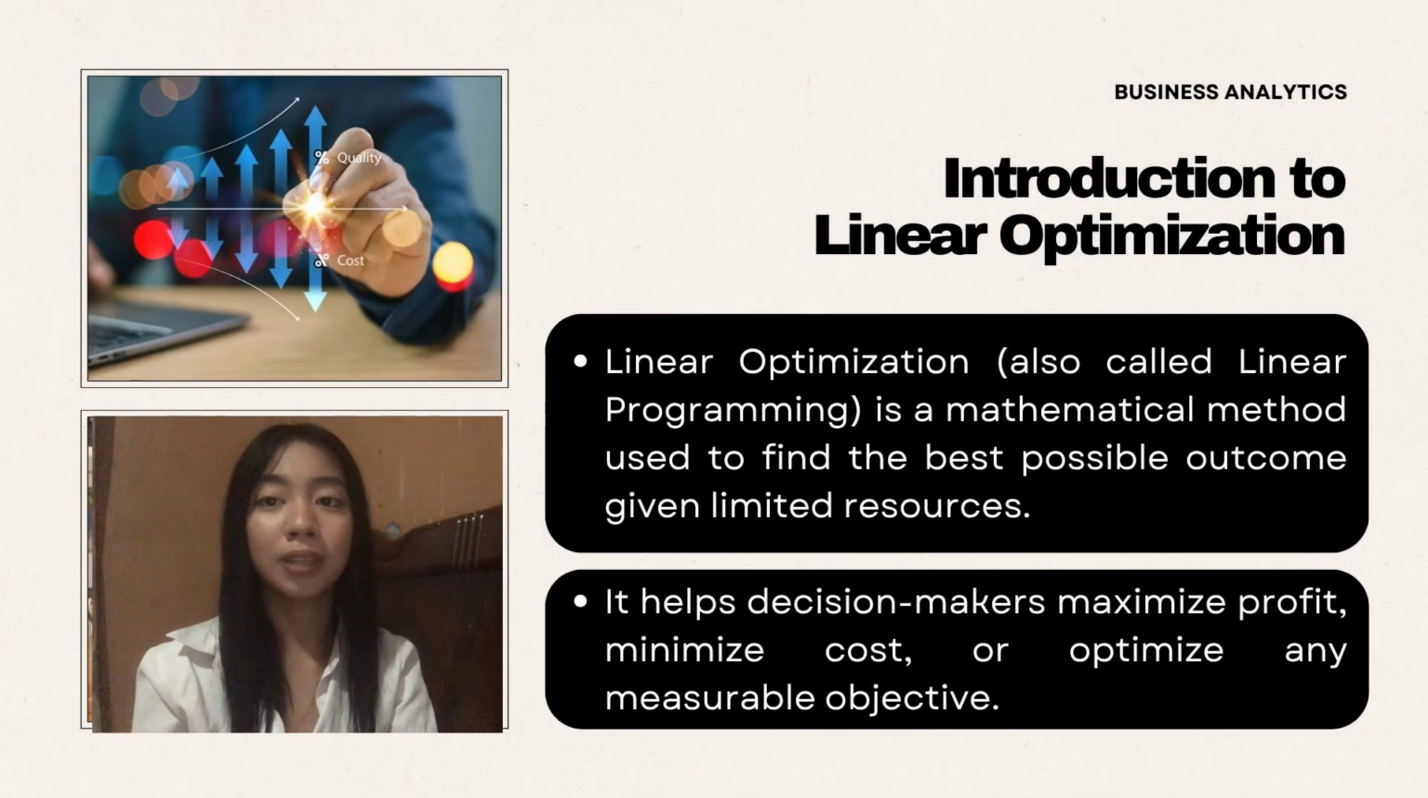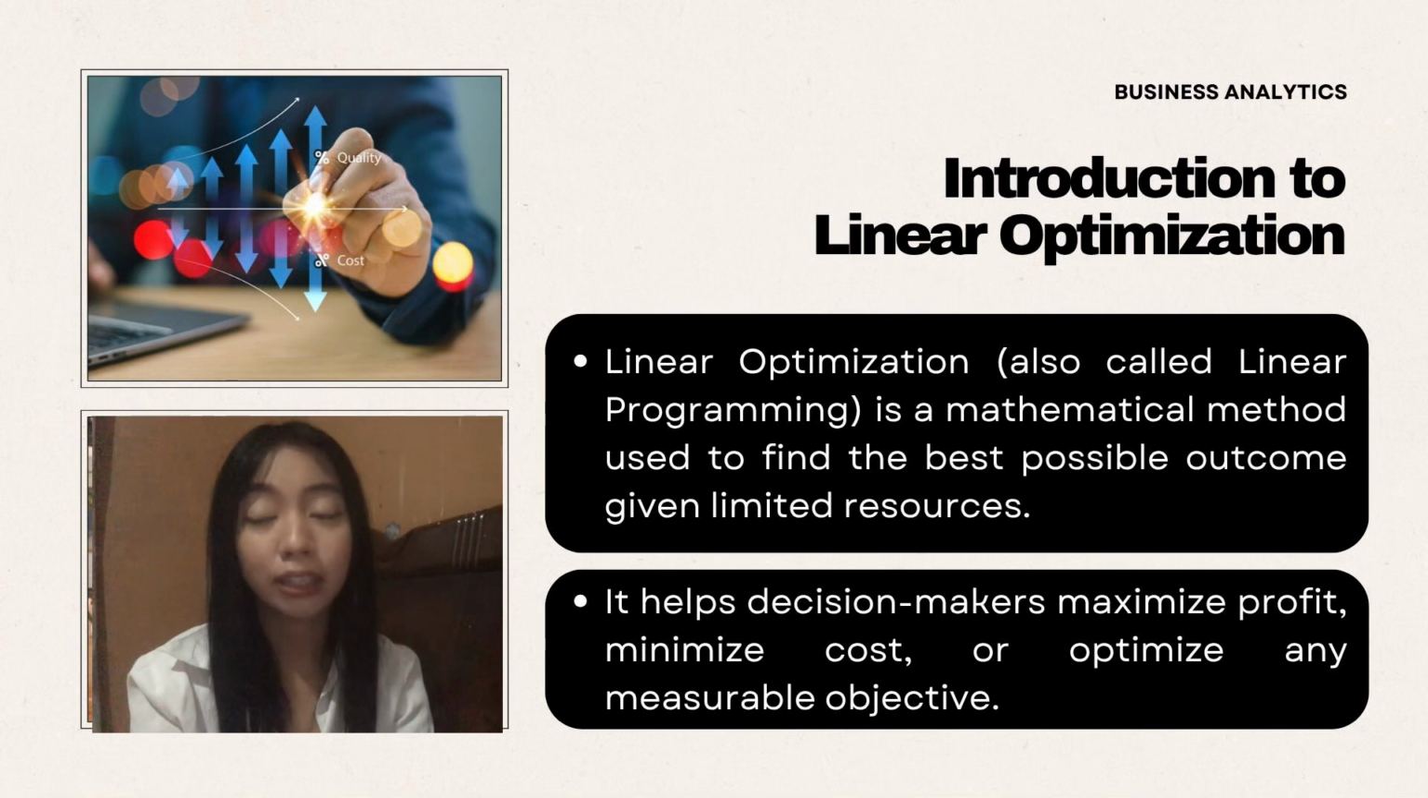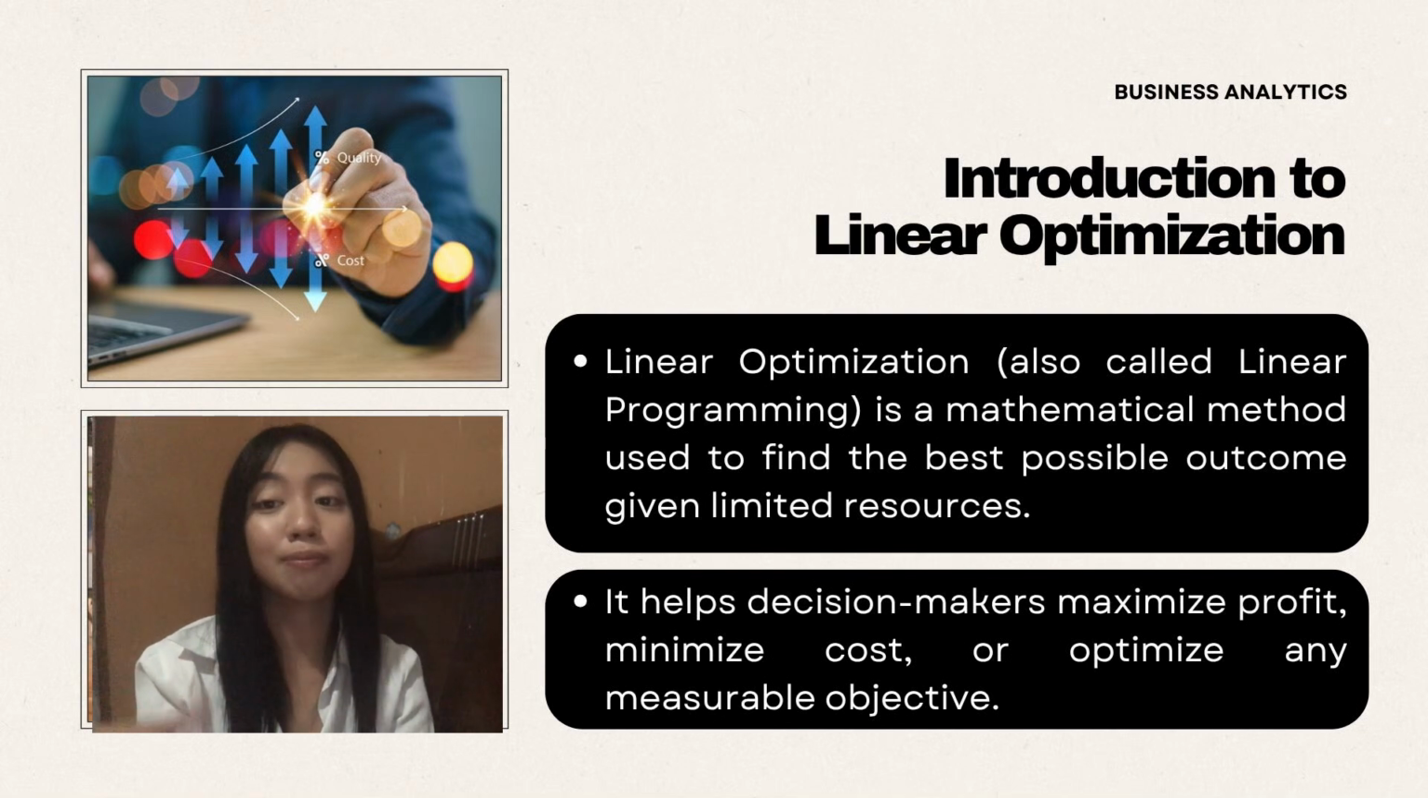Discussing the concept of linear optimization, also known as linear programming. So, what is linear optimization? Linear optimization is a mathematical method used to determine the best possible outcome when we are working with limited or scarce resources. In other words, whenever we need to make the most efficient decision, whether it's maximizing profit, minimizing costs, or optimizing any measurable objective, linear optimization provides a structured way to do that.